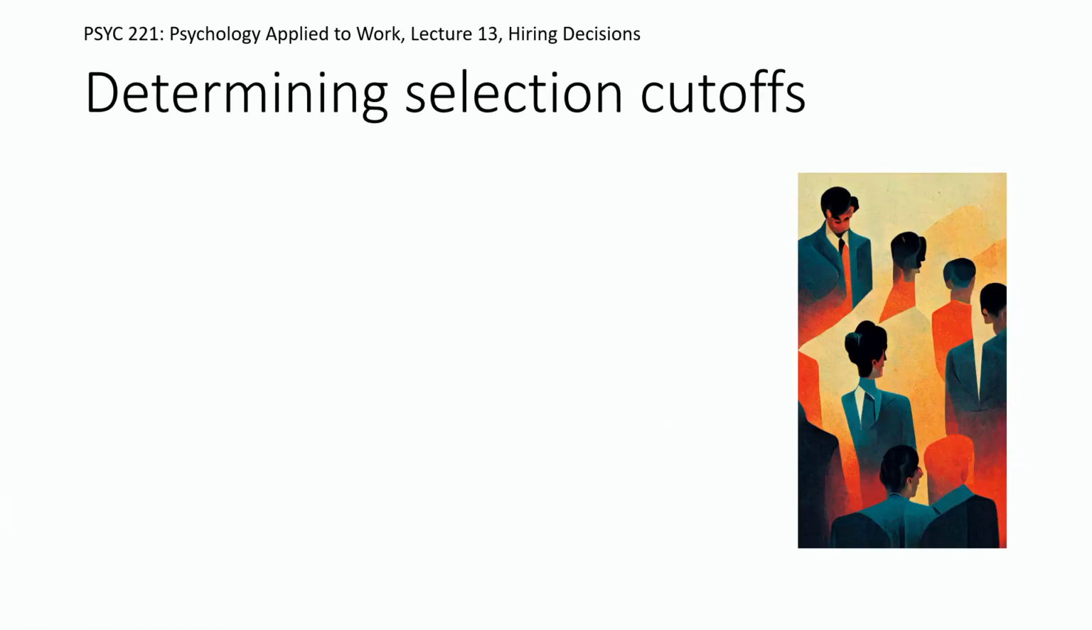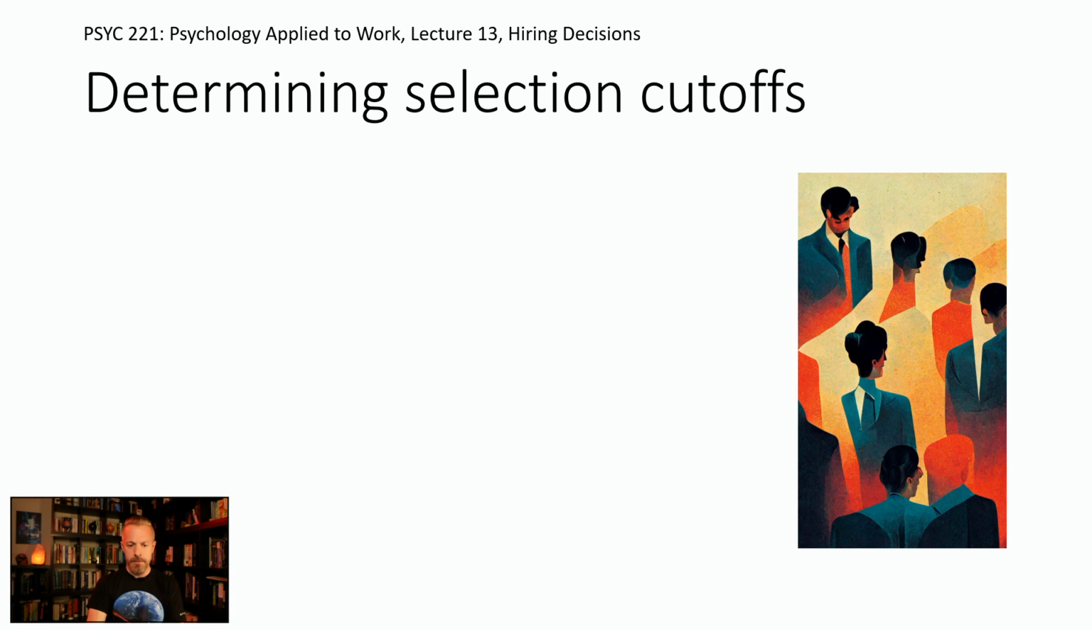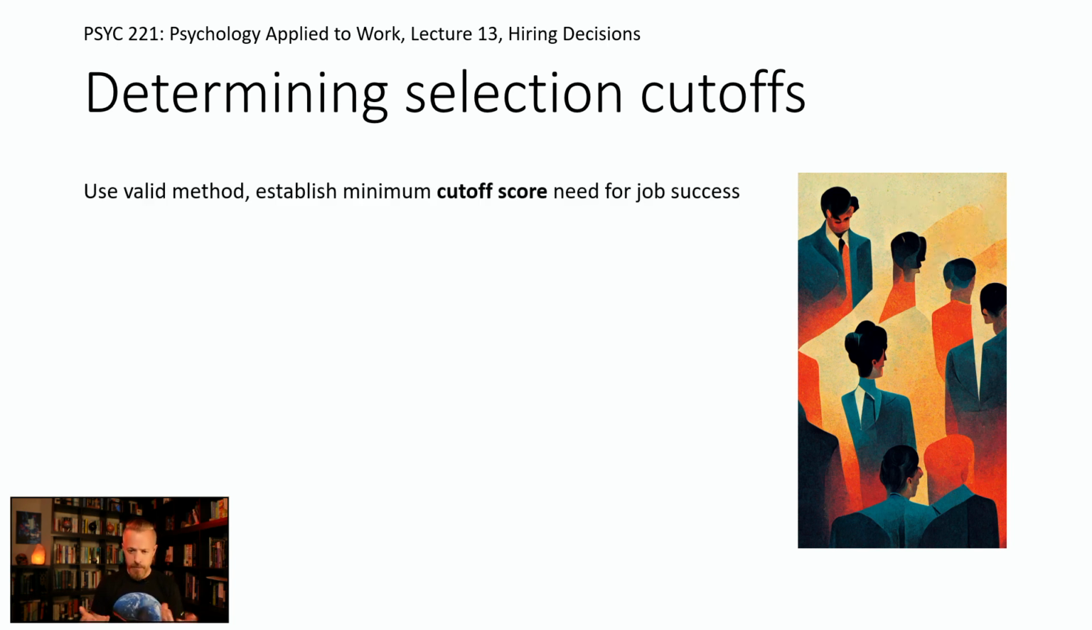All right, selection cutoffs. First of all, what we're talking about here is when you have a certain number of applicants, how do you start the first process? Who do you filter out, and how do you establish those cutoffs?